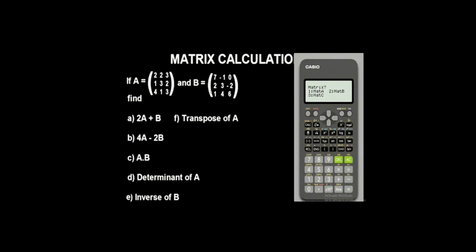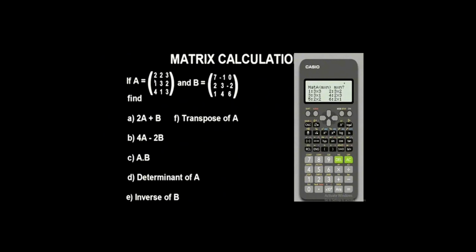Okay, we have two matrices here, mat A and mat B. We're going to enter their various values respectively on the calculator. So let's begin with mat A. Press 1 for mat A. Choose the order of the matrix. So this is a 3 by 3 matrix. Both mat A and mat B are 3 by 3 matrices.